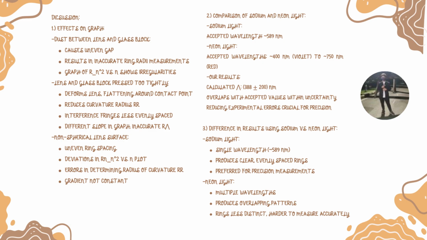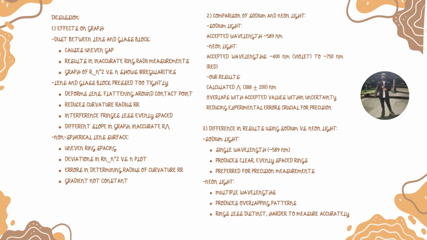3. Surface of the lens not accurately spherical. If the lens surface is not a perfect sphere, the spacing between the interference rings will not follow the expected pattern. This would cause deviations from a linear plot in the graph of Rn square versus n, leading to errors in determining the correct radius of curvature R. The gradient might not be constant, indicating that the lens does not have a uniform curvature.